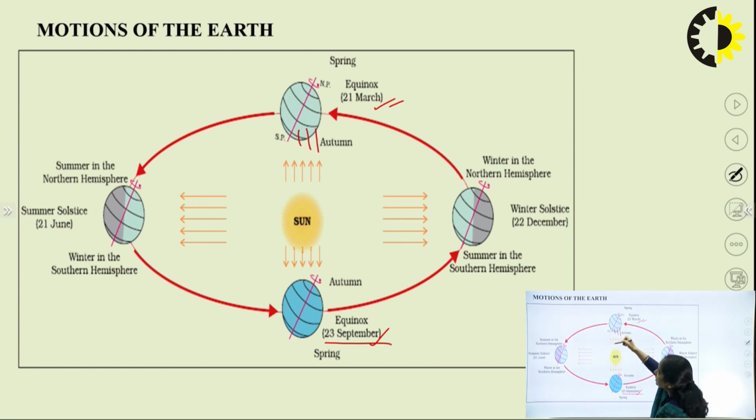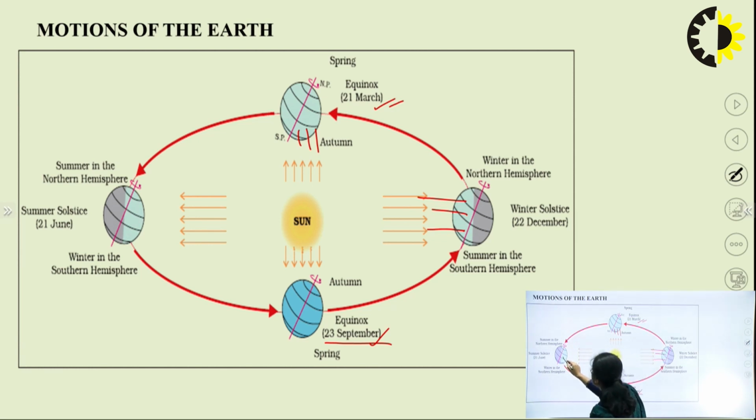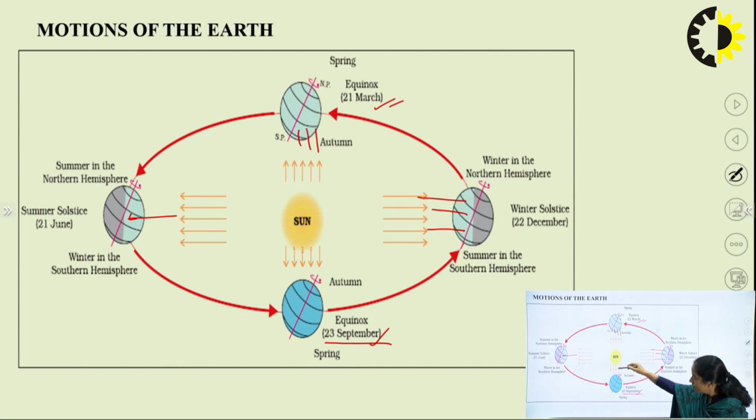As you can see in this diagram, in this part solar radiation will be received. But when Earth will be in this position, this part will be benefited with the solar radiation. So here during autumn this part is being benefited with the solar radiation. This is how motion of Earth across its orbit affects the solar radiation.